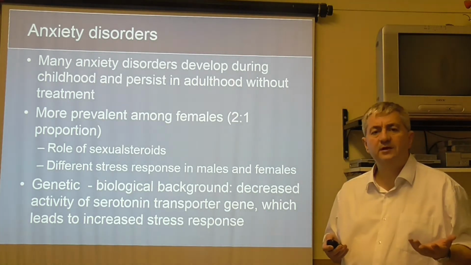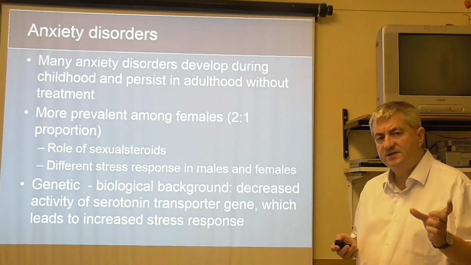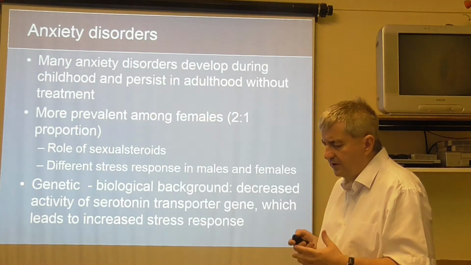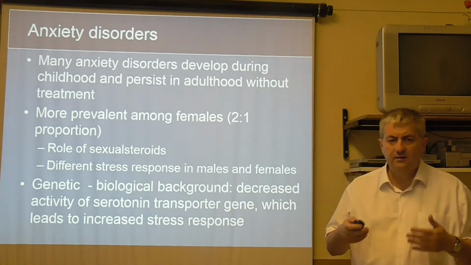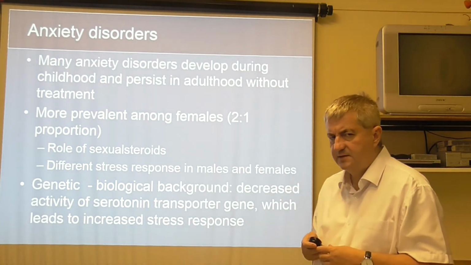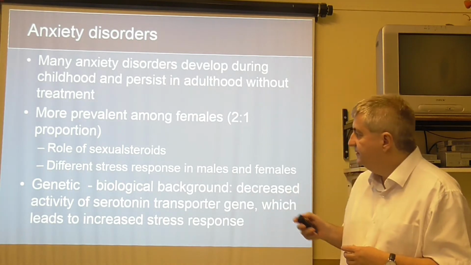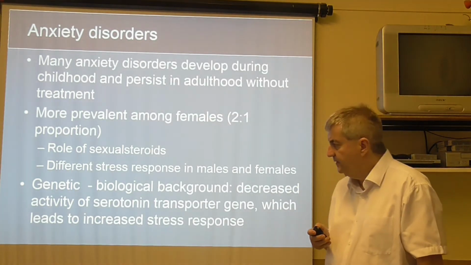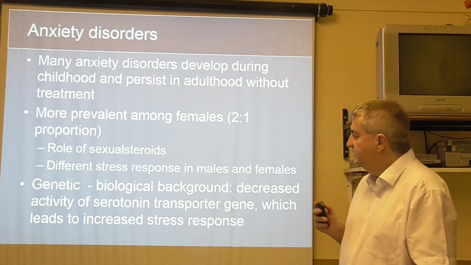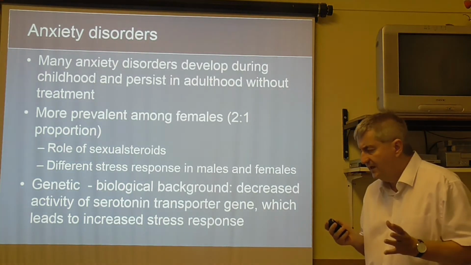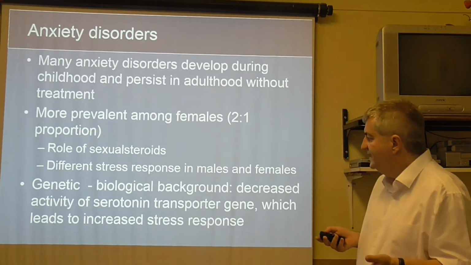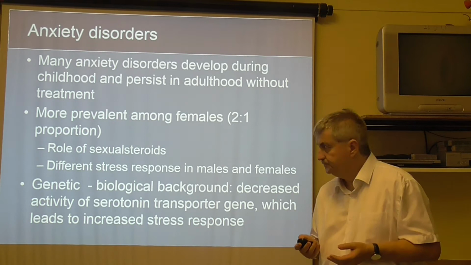Anxiety disorders are more prevalent among women. The ratio is 2 to 1. The background is the different endocrinological state of the female and the male, so the sexual steroids play a role in this higher prevalence of anxiety disorders among females, and the different stress response in males and females also forms a background of this distribution. Genetic biological background is important, but we can mention here the decreased activity of the serotonin transporter gene, which leads to increased stress response.